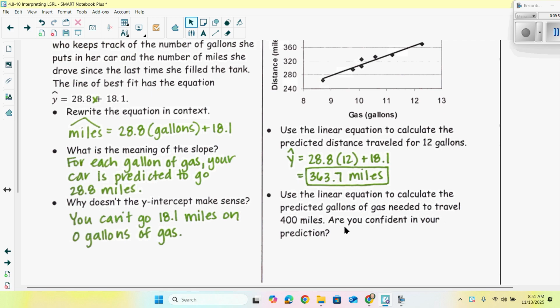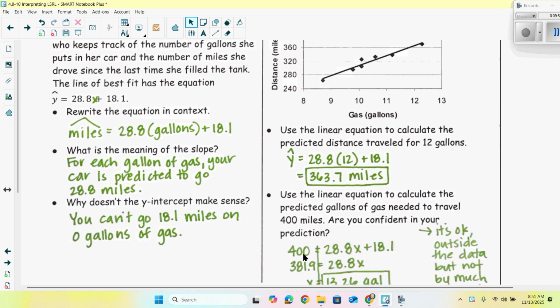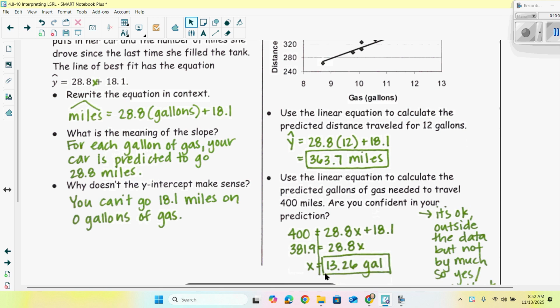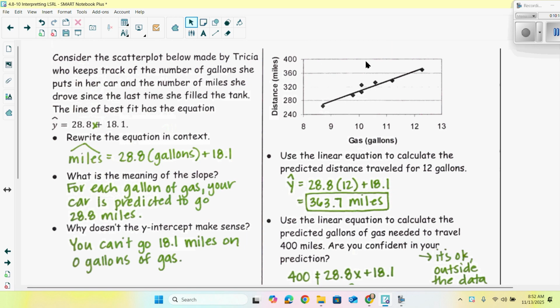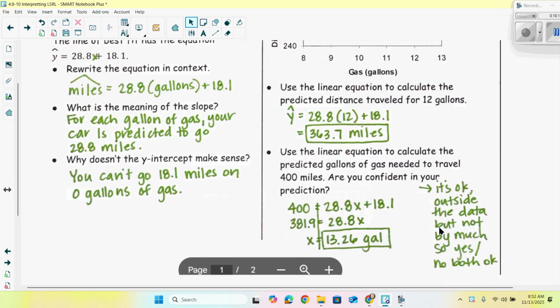But let's see how you solve this. 400 equals our right side of the equation. We're going to subtract the 18.1, and then we're going to divide by 28.8, and we get x equals 13.26 gallons. 400 is pretty much in our realm here. It looks like it's a little bit outside. You'd say it's okay outside the data, but not by much. So yes, and this seems reasonable to need 13.26 gallons.